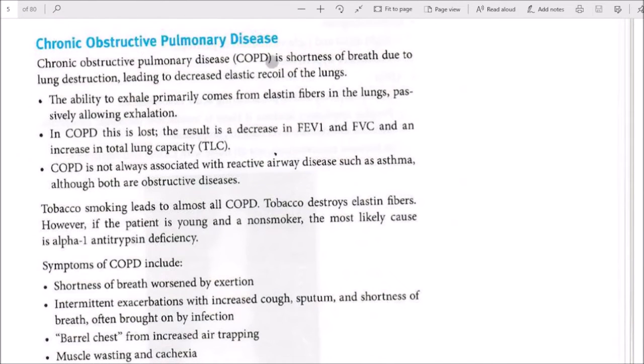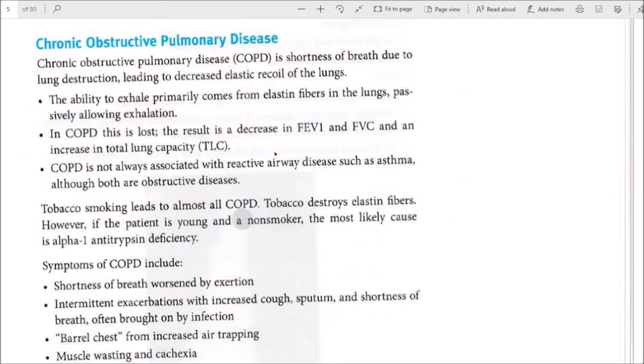Chronic obstructive pulmonary disease. Chronic obstructive pulmonary disease is shortness of breath due to lung destruction, leading to decreased elastic recovery of the lung. The ability to exhale primarily comes from elastic fibers in the lung, passively allowing exhalation. In COPD, this is lost. The result is a decrease in FEV1 and FVC and an increase in total lung capacity (TLC).